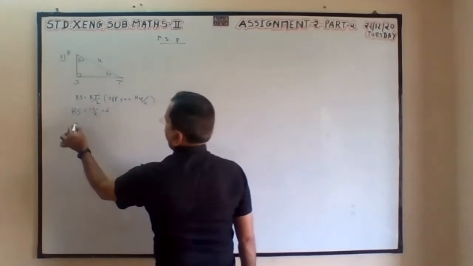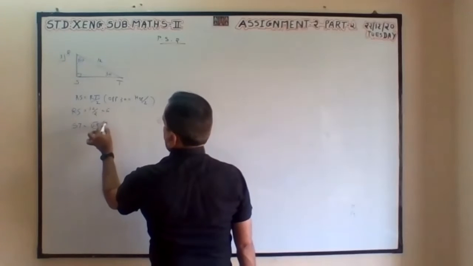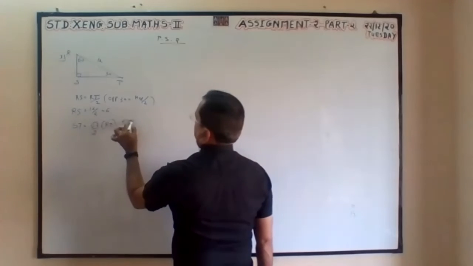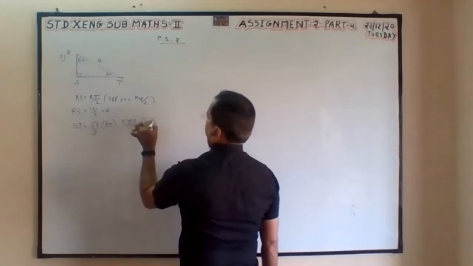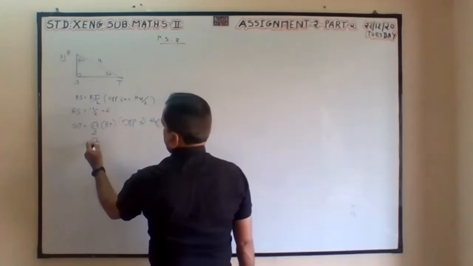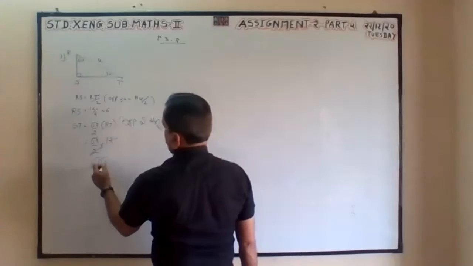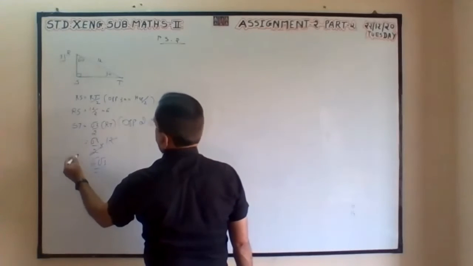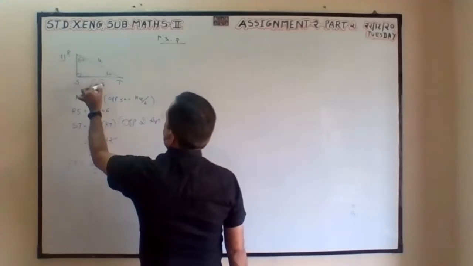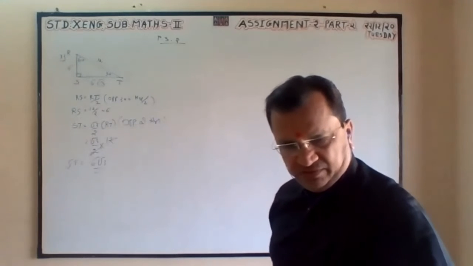Opposite to 60, ST, is root 3 by 2 of RT, the hypotenuse. Root 3 by 2 into 12 is 6 root 3. So this is 6 root 3 and this is 6. Same measurement they have given in the MCQ.